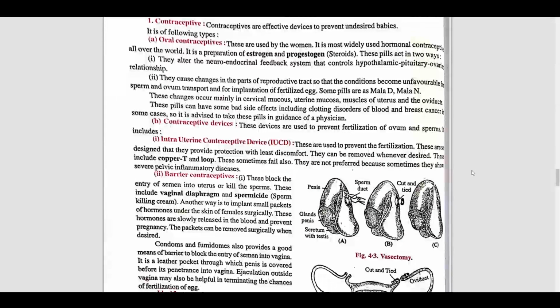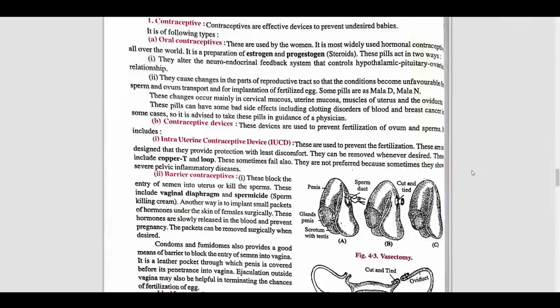First is the oral contraceptive. What is it? This technique is used by women. It is the most widely used hormonal contraceptive all over the world. It is a preparation of estrogen and progestogen, the names of two hormones. They cause changes in the reproductive tract so that conditions become unfavorable for sperm and ovum transport and for implantation of the fertilized egg.